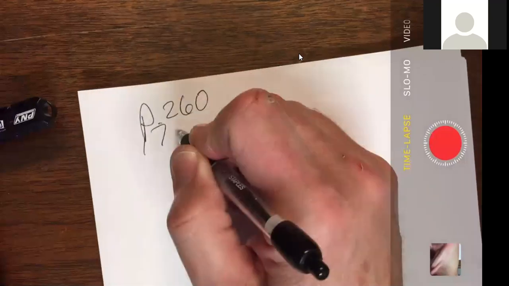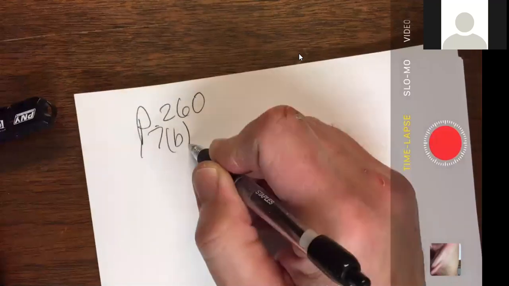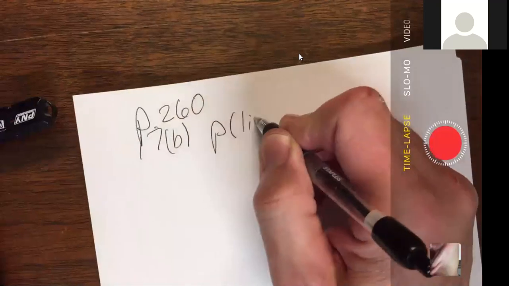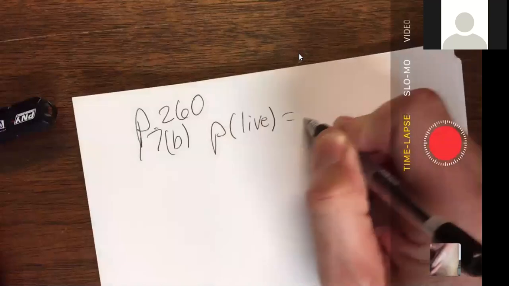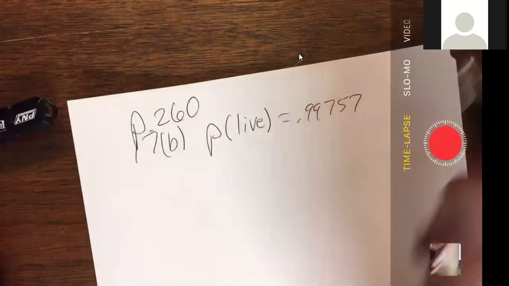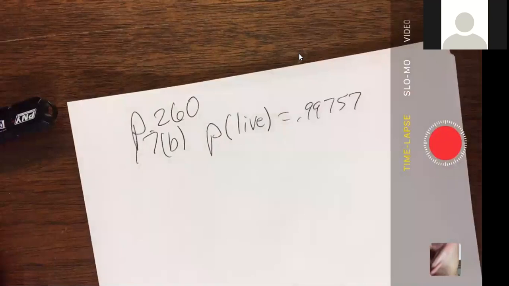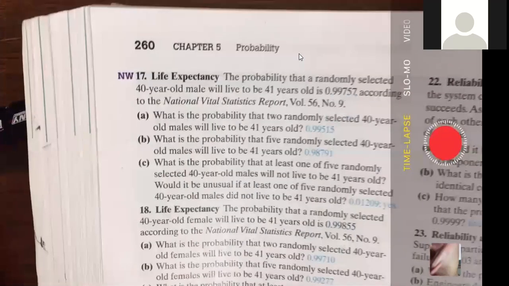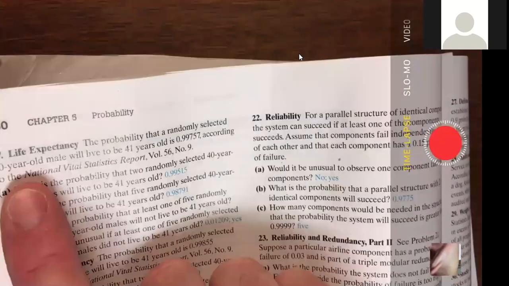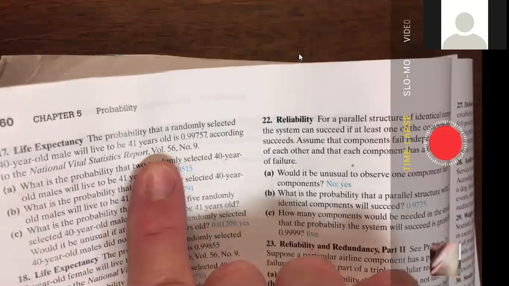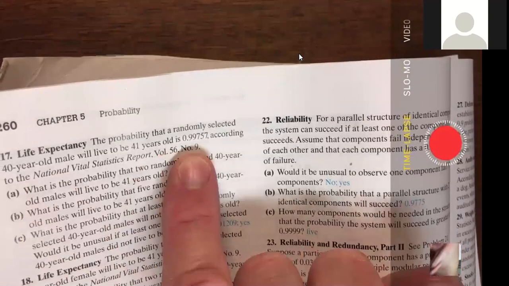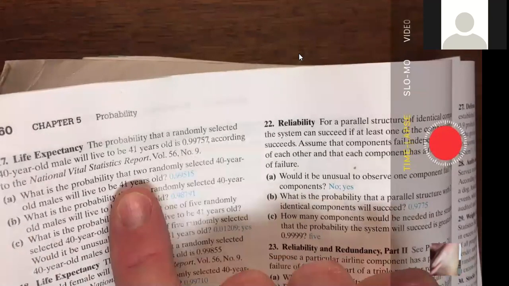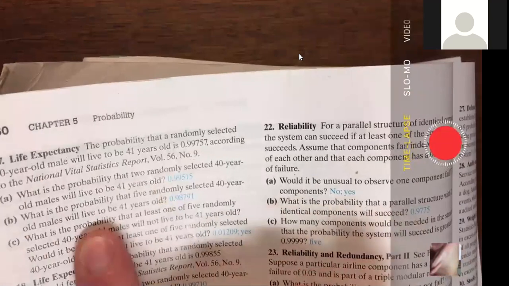17B. All right. The probability that someone will live is 0.99757. And I want a lot of words, so I'll just show the problem here. They're talking about a male 40-year-old, probability they'll live to be 41. 99.757% chance. I think I did A on Monday. So we'll do B and C. B and C are kind of paired.